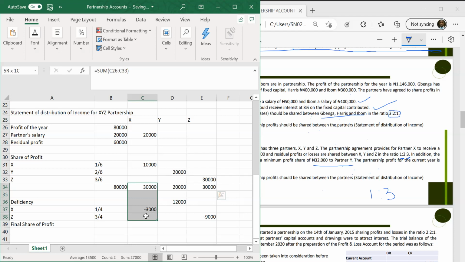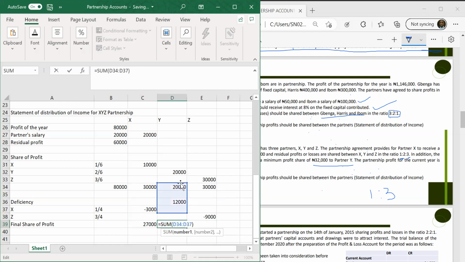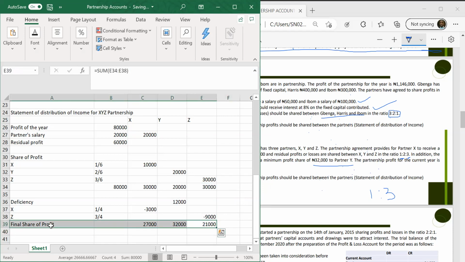So 30,000 minus 27,000. 27,000. 30,000 minus 3,000, 27,000. Oh, sorry, I'm not supposed to put it here. I'm supposed to put it down here. 27,000. This guy will be 32,000. That's 20,000 plus 12,000. While our final guy here will be 30,000 minus 9,000. Please, do you understand what we just did? Yes, sir. Okay, thank you.